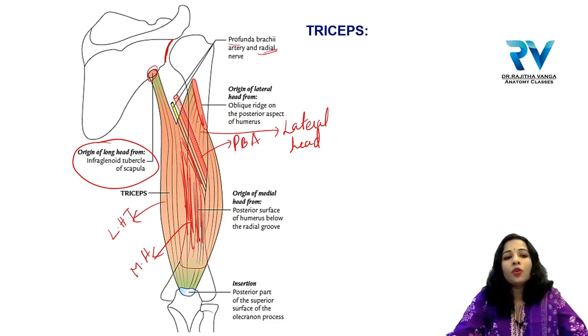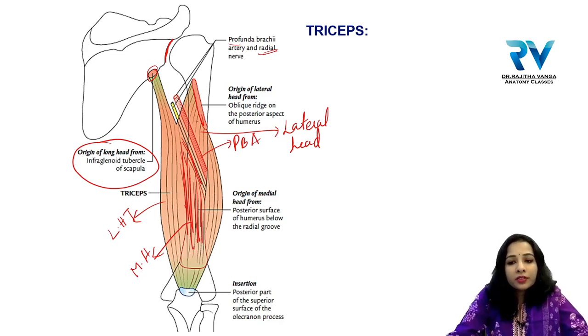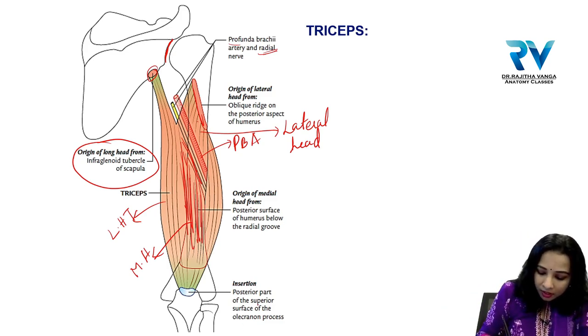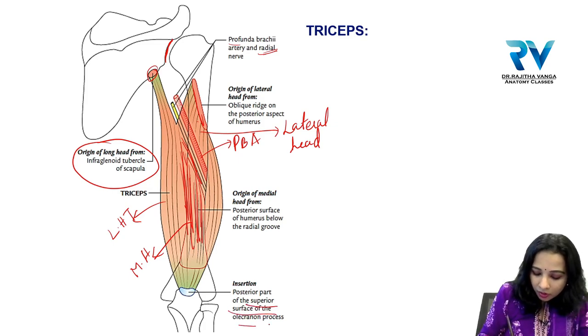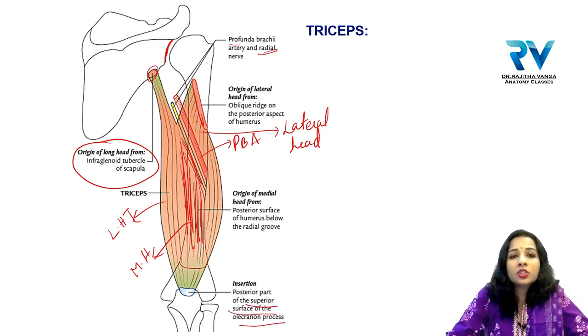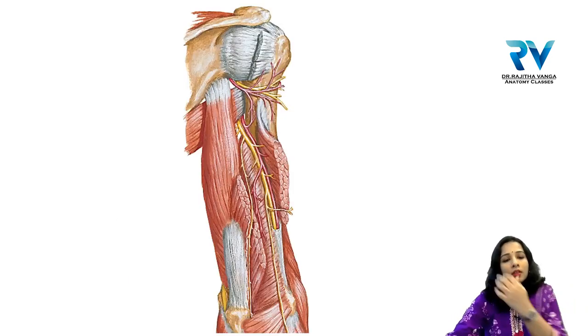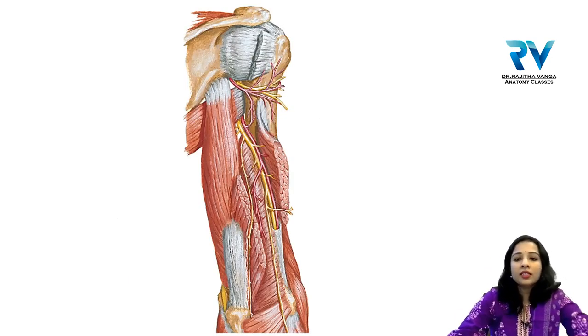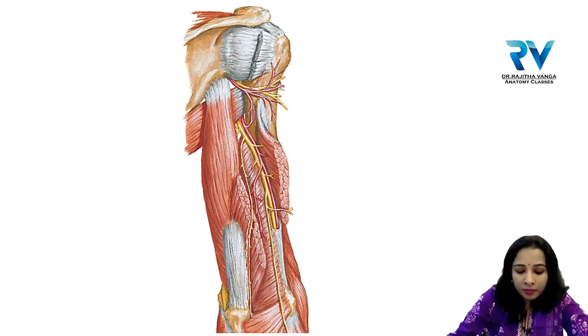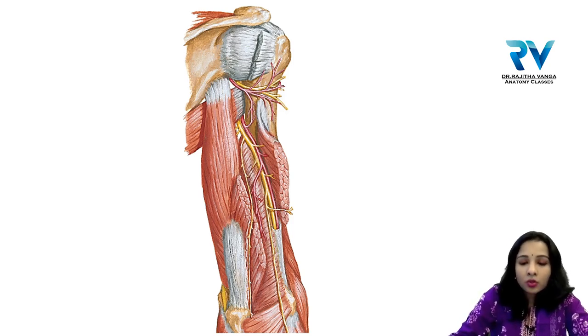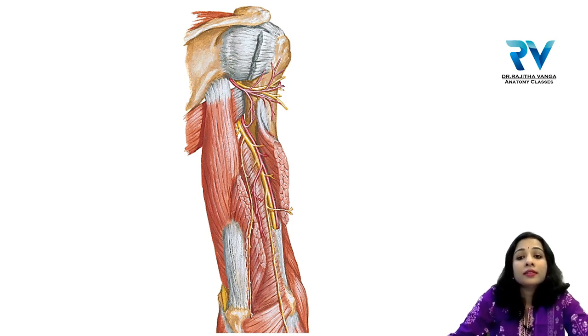And the insertion: all these three heads converge and get inserted onto the superior surface of the olecranon process. So we can see here, on the posterior part, the superior surface of the olecranon process gives insertion to triceps. Here is an image for us to understand the radial nerve in the posterior compartment. The radial nerve supplies the triceps. The action of triceps brachii is a powerful extensor of the elbow joint, and the long head supports the head of the humerus during hyperabduction of the arm.